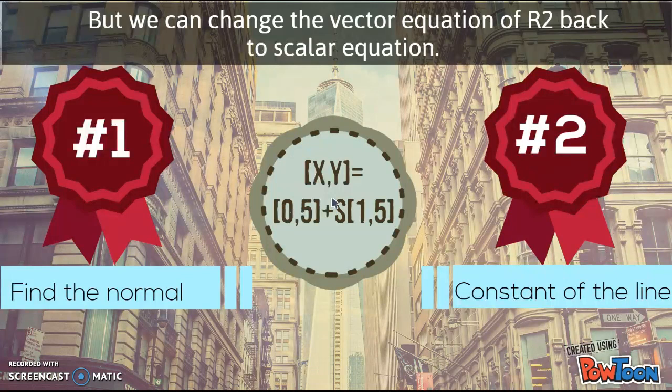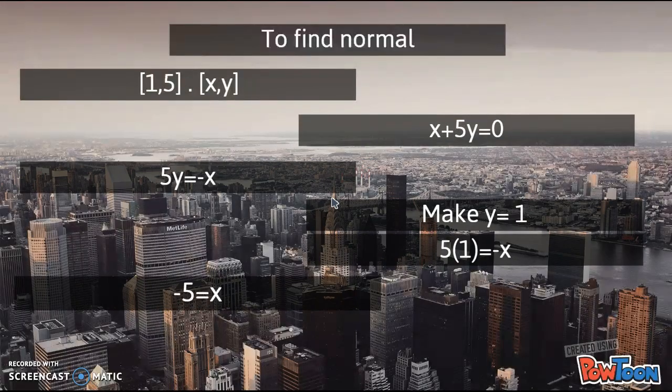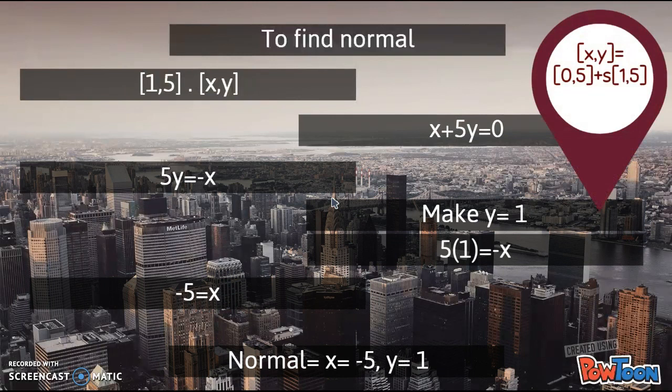Given point 0, 5 and direction vector 1, 5 is the vector equation of a line. We then use dot product to find the normal. 1, 5 dot product x, y, we will be getting x plus 5y equals 0. Moving to the right side of the equation, we'd be getting 5y equals negative x. Let's make y equals 1 to eliminate the denominator, which makes negative x equals 5, which in turn makes x equal to negative 5. The normal would then be x equals negative 5 and y equals 1.